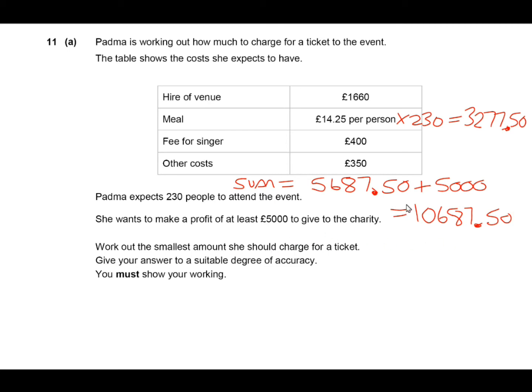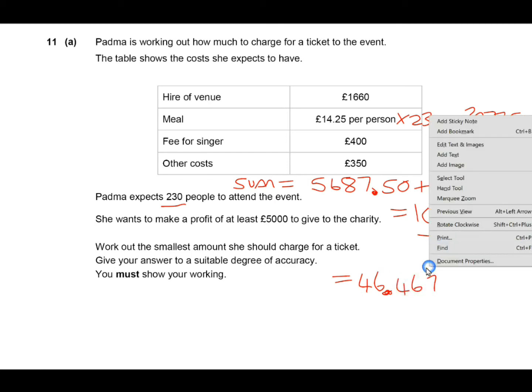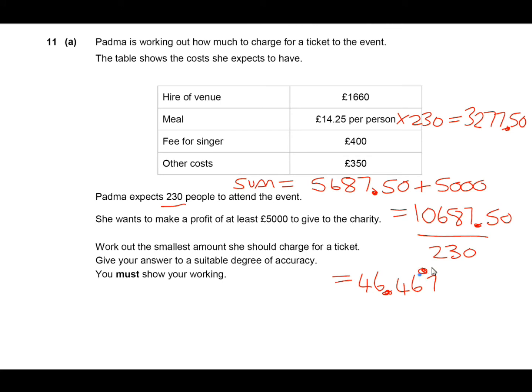Now, if we divide that number by our 230 people, it will tell us what to charge for a ticket. So divide this by 230. Again, do this on your calculator. And the number you get is 46.467 with a recurring on. But that's fine because we're talking about money. We just need an idea of the decimal places.